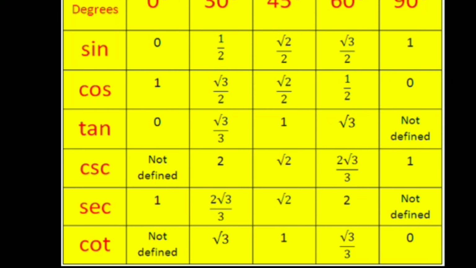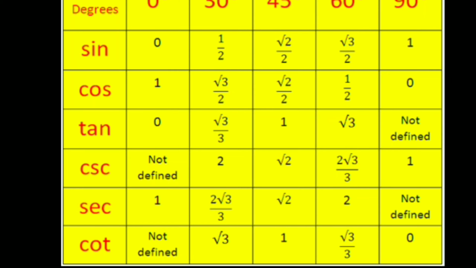Now the values are in reverse order for cos. Cos 0 is 1, cos 30 is root 3 upon 2, cos 45 is root 2 upon 2, the same value, whatever 1 upon root 2 you will write here. Cos 60 is 1 upon 2, and cos 90 is 0. And tan, you know very well, how will we find it? Sine upon cos, or from the triangle. So tan 0 is 0, tan 30 is root 3 upon 3, otherwise you can write it 1 upon root 3 also. Tan 45 is 1, tan 60 is root 3, and tan 90 is not defined because it is 1 upon 0.